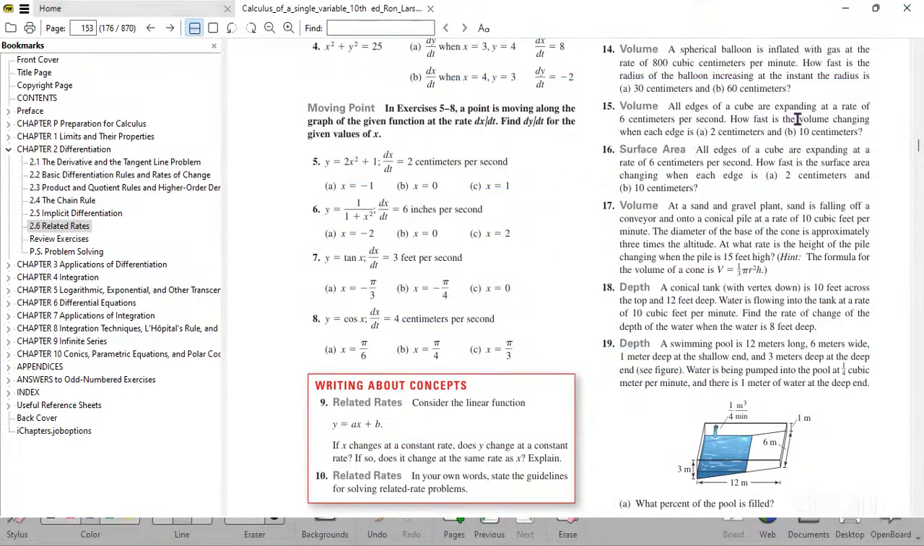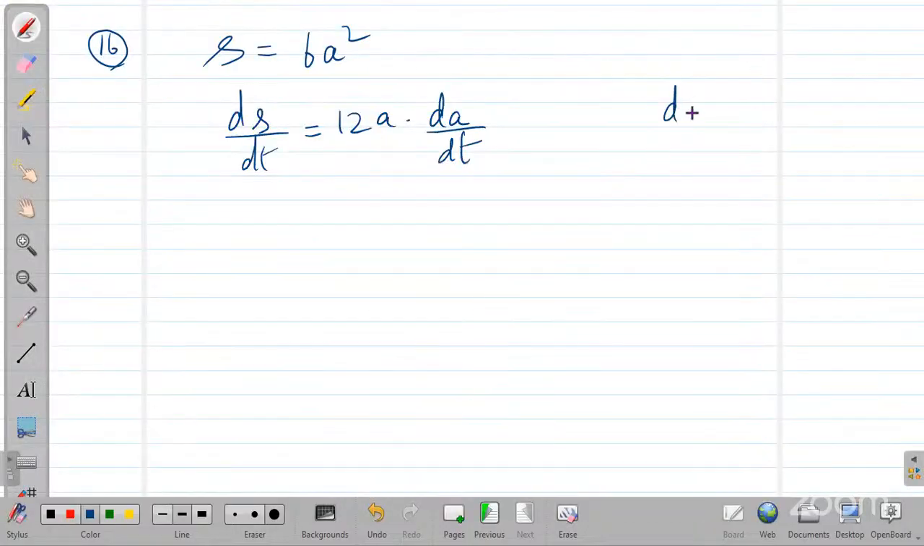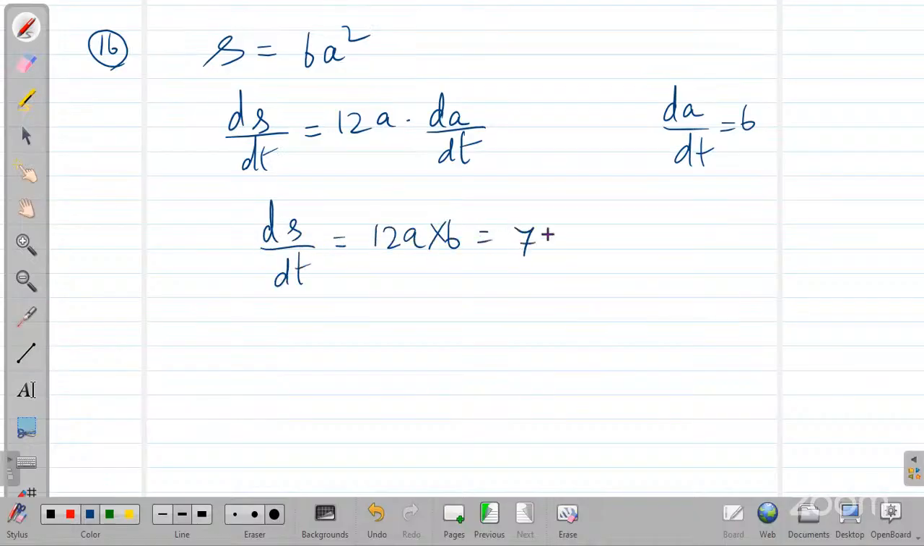All edges of a cube are expanding at the rate of 6, because when the side of the cube is expanding, you'll be able to get the expansion of the surface area or volume or whatever we need to find, which depends on the side. So that information is clearly given to us: all edges of a cube are expanding at the rate of 6 centimeters per second. So we are given da over dt is equal to 6. By calculating, dS over dt is equal to 12a times 6, which is equal to 72a.